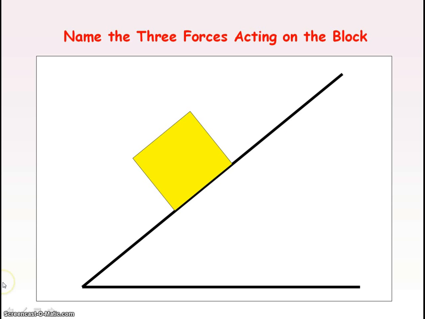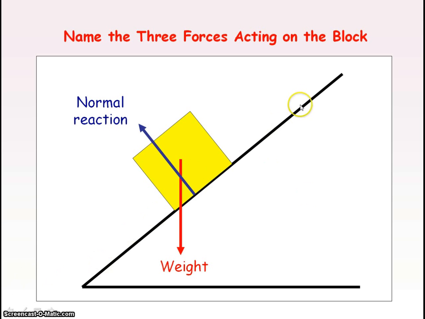Can you identify the three forces that are acting on this block, which is resting on an inclined plane? Well, hopefully you will have identified the weight of the object acting vertically downwards, and then the normal reaction force that the inclined surface is exerting on the block, and finally the friction force between the surface and the block, which prevents the block from moving downwards. And so friction must be acting upwards along the surface.